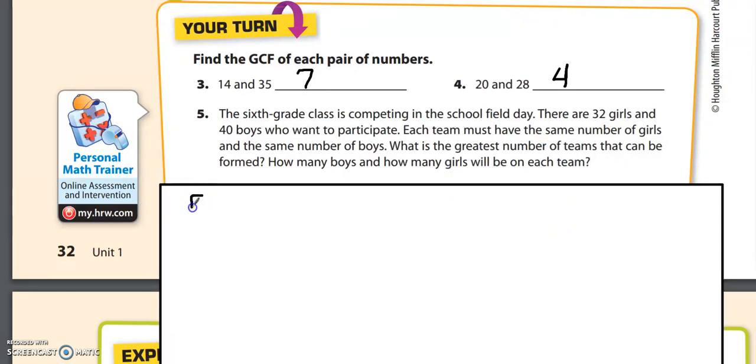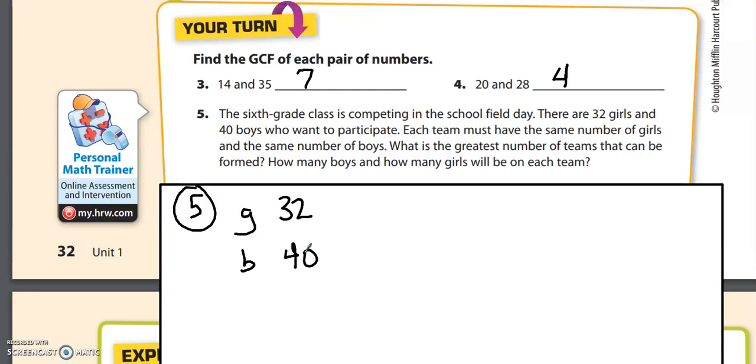Number 5. The 6th grade class is competing in the school field day. There are 32 girls and 40 boys who want to participate. Each team must have the same number of girls and the same number of boys. What is the greatest number of teams that can be formed? How many boys and how many girls will be on each team?